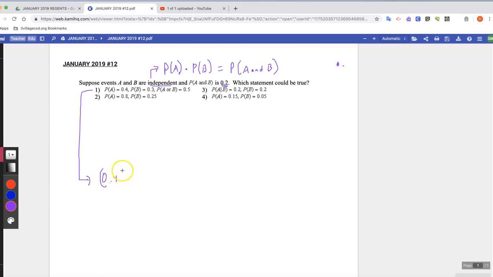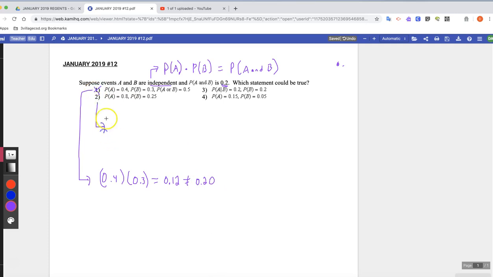the probability of B is 0.3, and when we multiply those two together, we get 0.12, which is definitely not equal to the 0.2 value that we needed it to be, and therefore the events A and B are not independent.